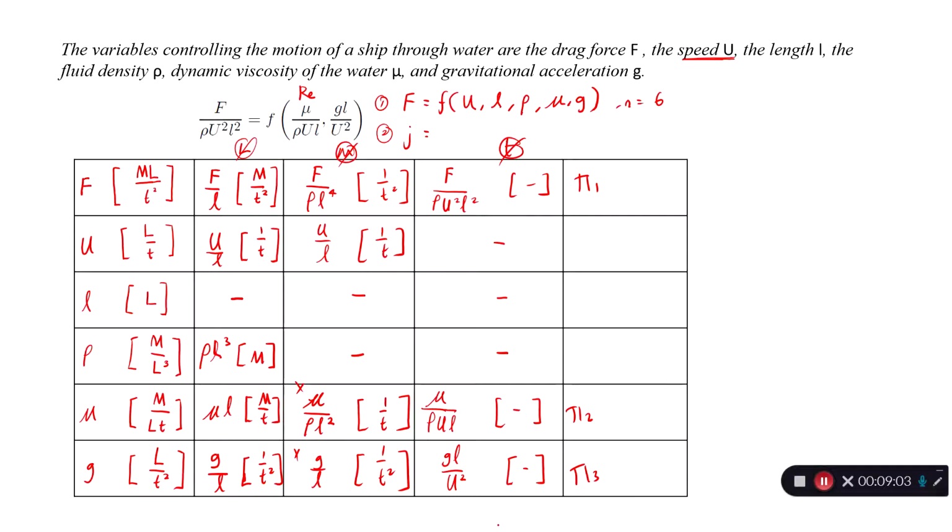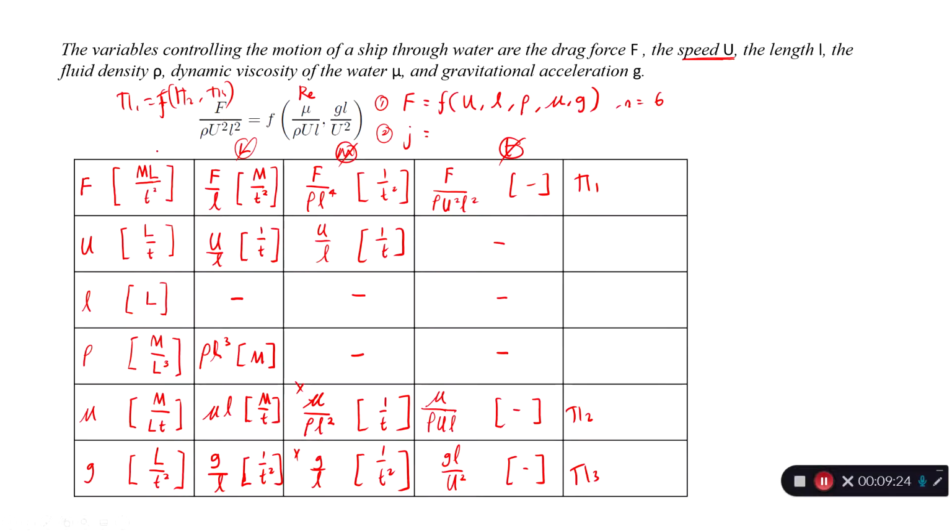So you have answered the first part of the question. Of course, don't forget your step 5, which is writing down in this equation form. Pi 1 equals a function of pi 2 and pi 3.